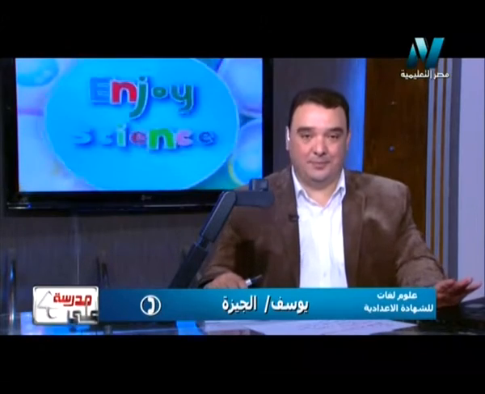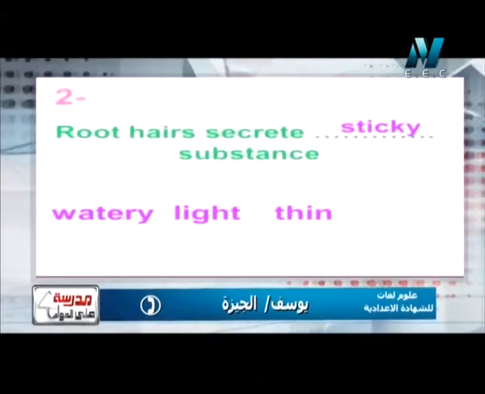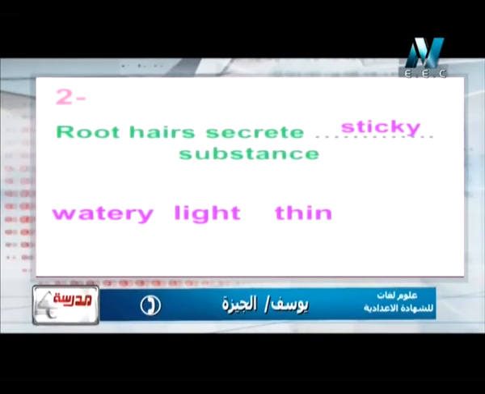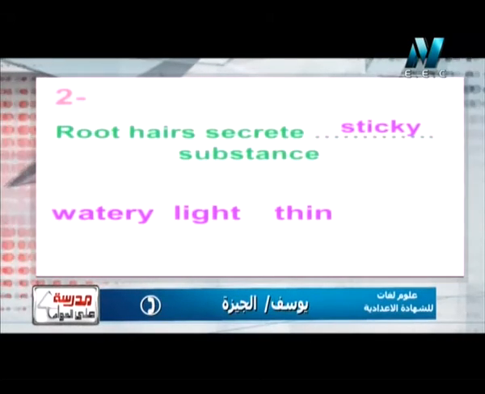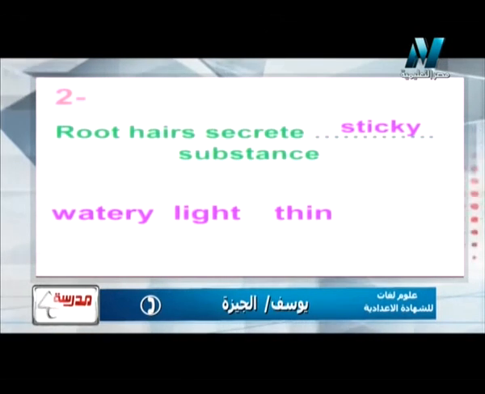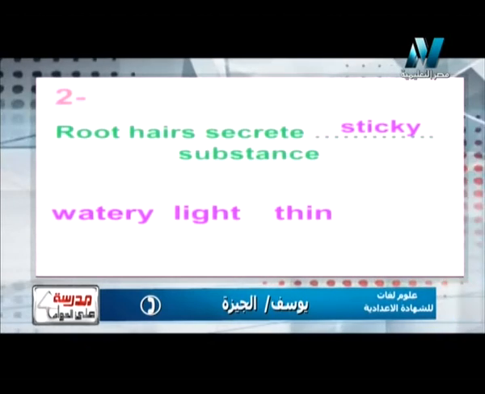I have a very important question for you, Yusuf. Give reason. Root hair secretes what substance? Sticky. Sticky substance. Give reason, Yusuf. Why does root hair secrete sticky substance? To help the root to penetrate the soil particles and decrease friction force. Very good, Yusuf. Excellent. To help the root in the penetration of the soil particles and decrease the friction force.